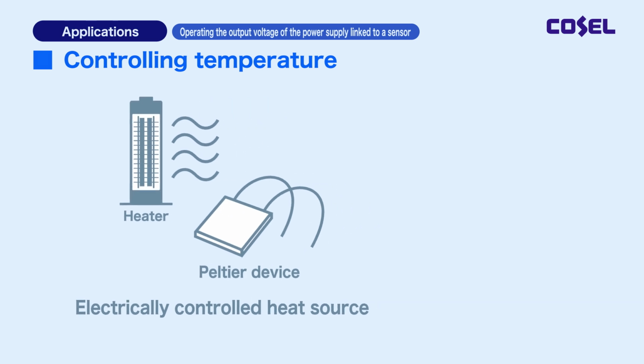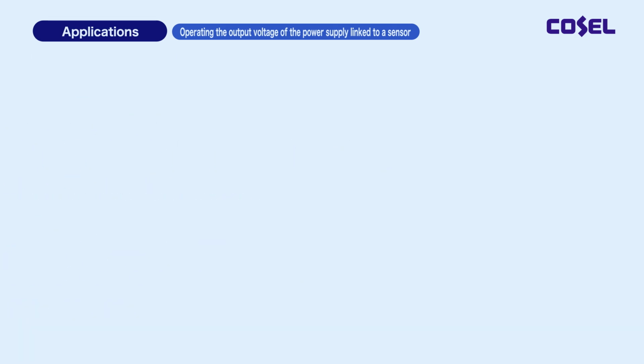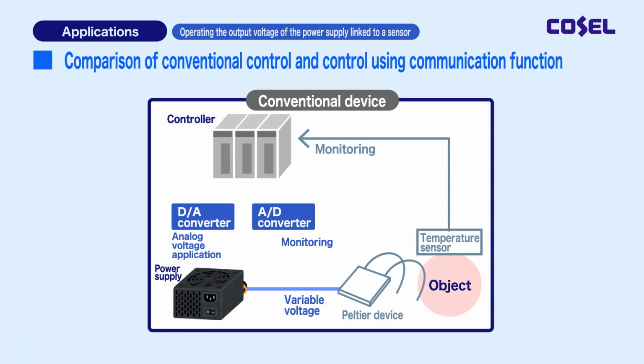Say you may want to control the temperature at a target value using a heater, Peltier device, or other device that changes the amount of heating or cooling depending on the applied voltage. When using a conventional power supply, it is necessary to control the power supply using an AD converter to monitor voltage and current on the controller side, or a DA converter to vary the voltage.